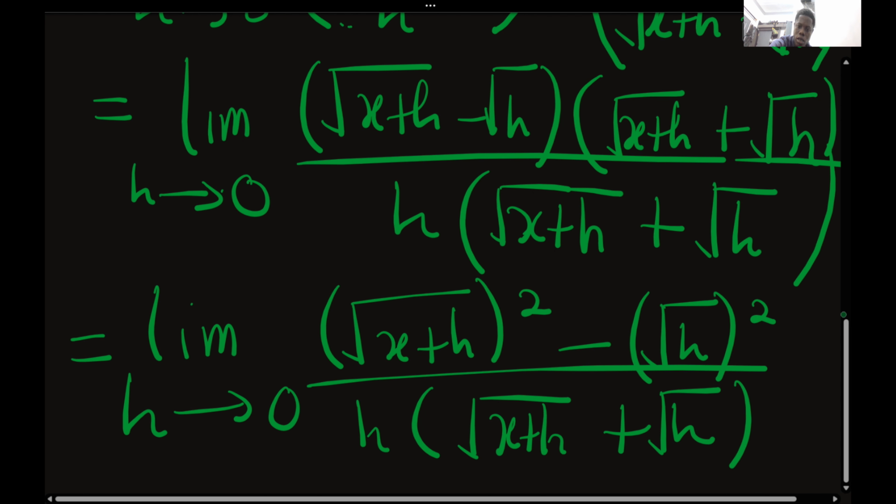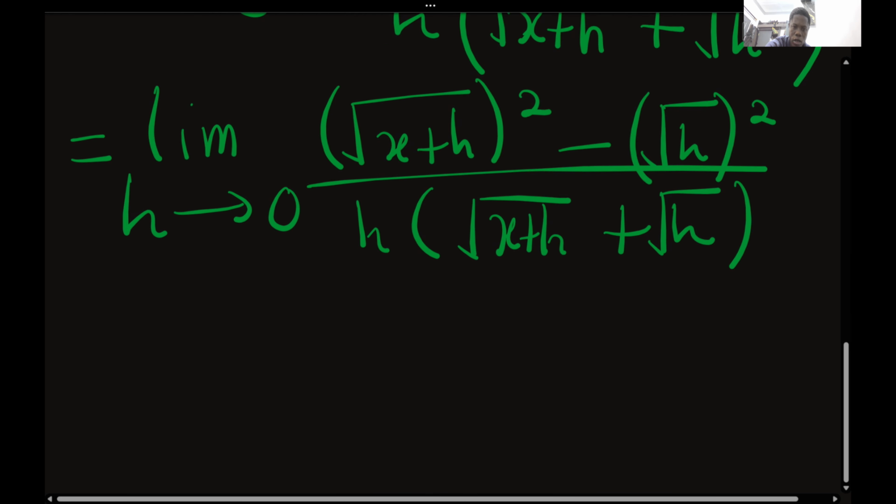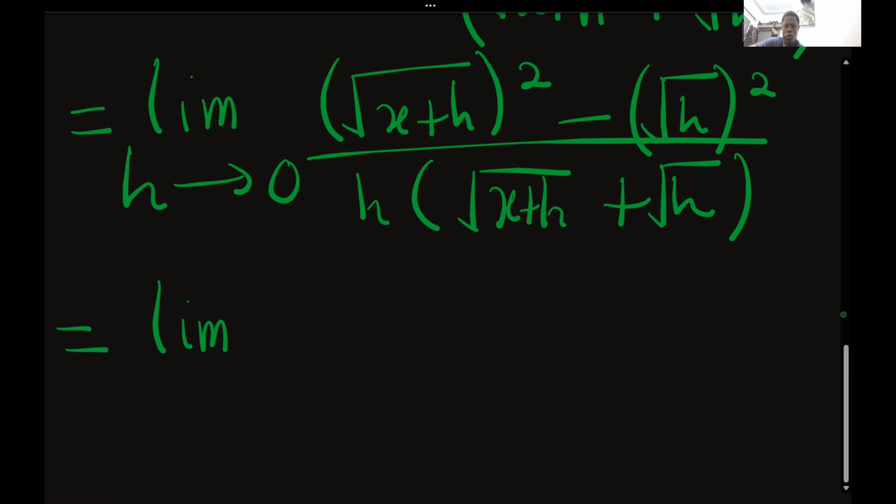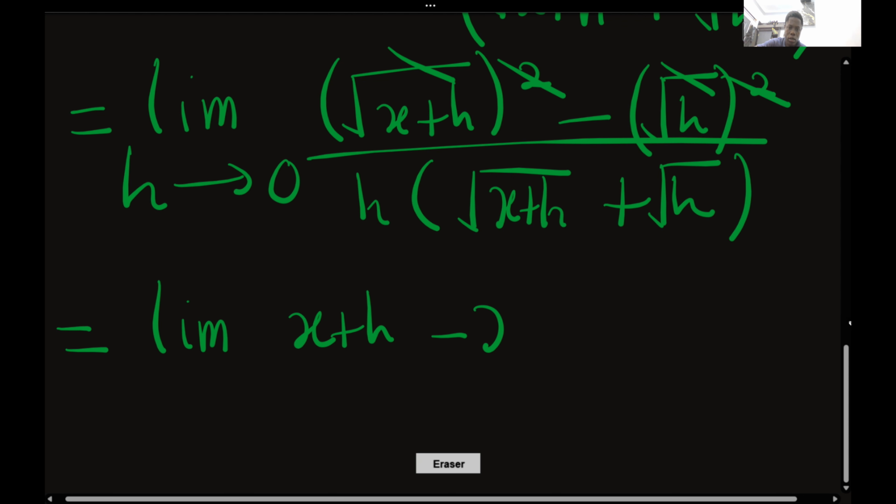Close your bracket nicely, then we continue to work on it. So this will lead us to the limit. When you take the square of the square root of x plus h, it's the same as x plus h, because the square cancels the square root. So we are left with x plus h, then minus. Now this square also cancels the square root, so we are left with only h.